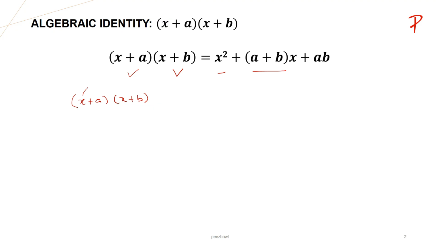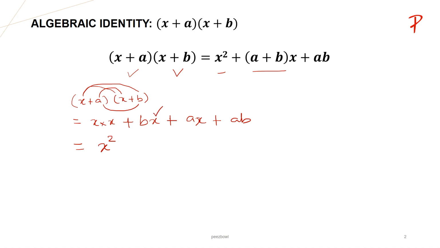When x is multiplied by x, we get, let us say we are multiplying x by x. Then we need to multiply x and b, so we get xb or bx, plus when a is multiplied by x, we get ax, plus when a is multiplied by b, we get ab, right? So let us combine similar terms together. When x is multiplied by x, we get x².